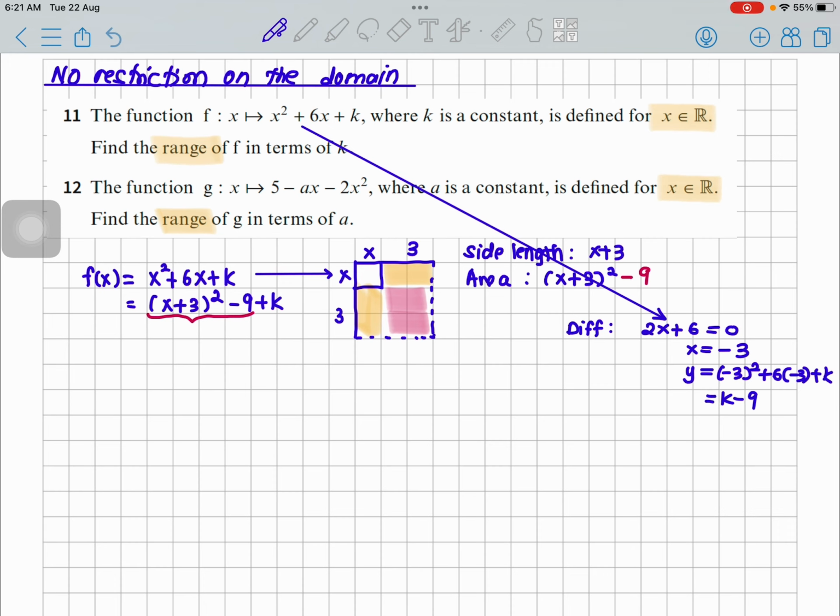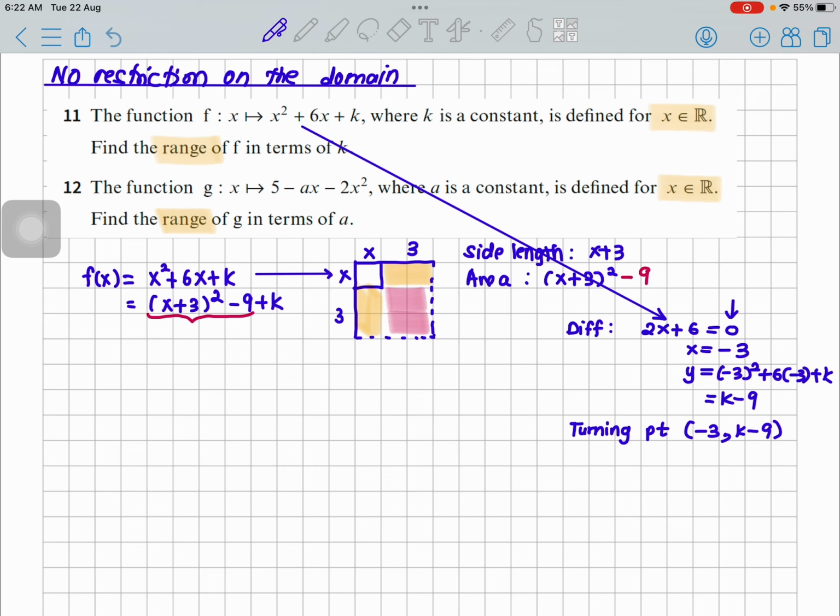And you know that when you are differentiating and setting the gradient to 0, it will give you the turning point. So what is the turning point of this function f? It is negative 3, k minus 9. I'll explain why I am doing this in a while.